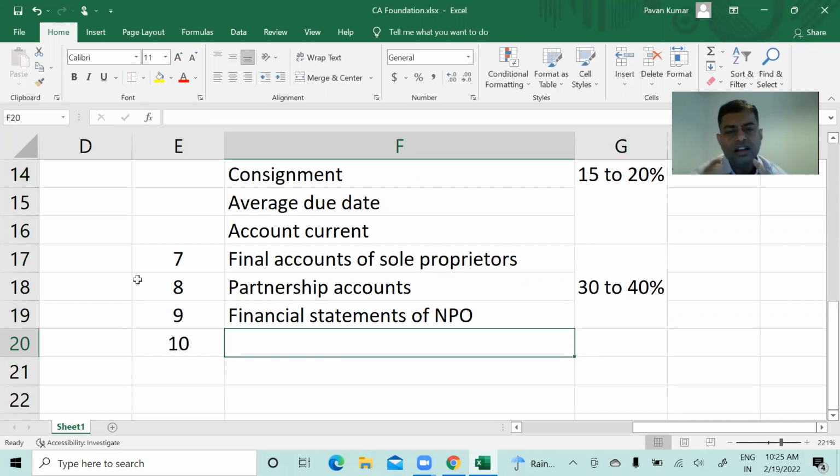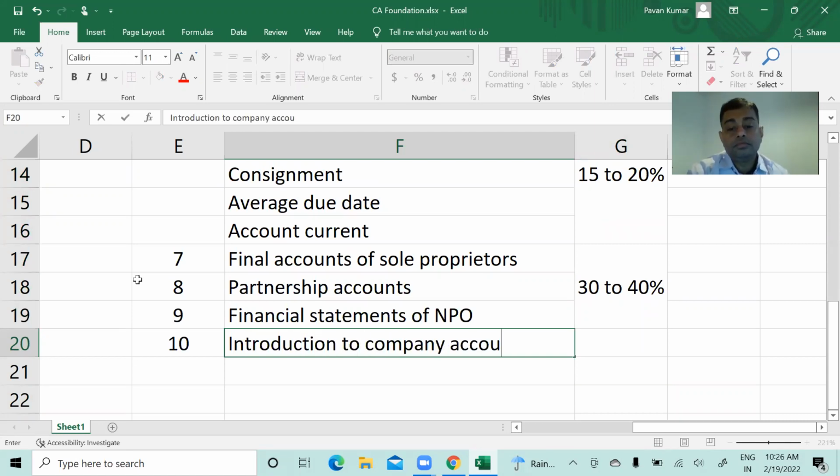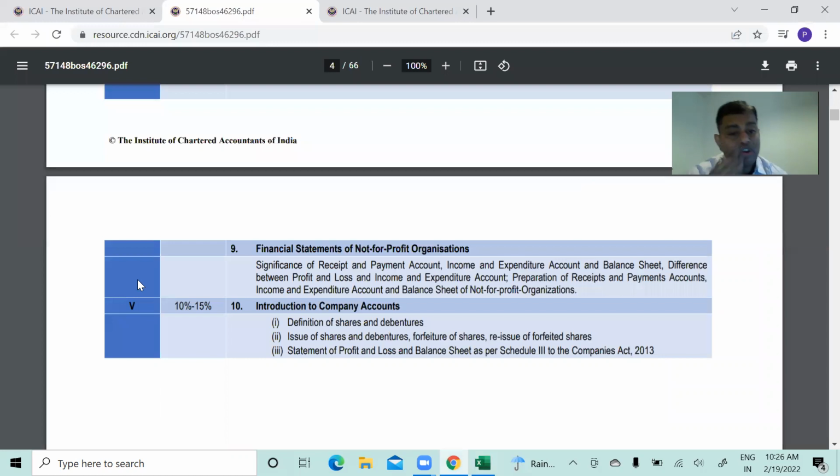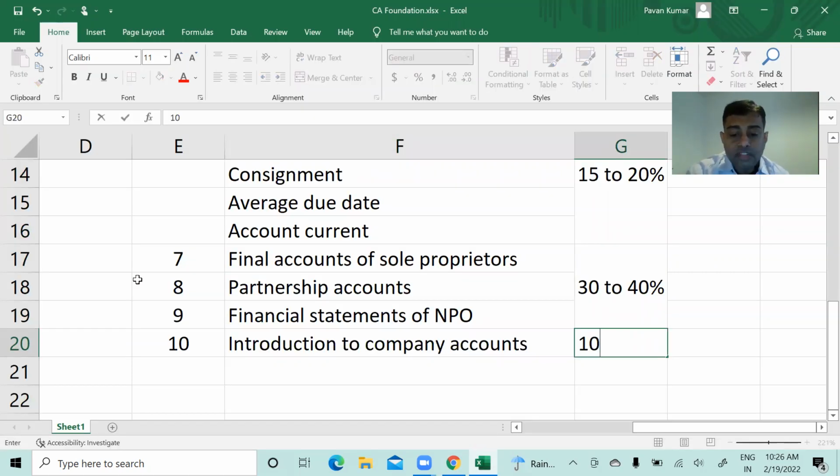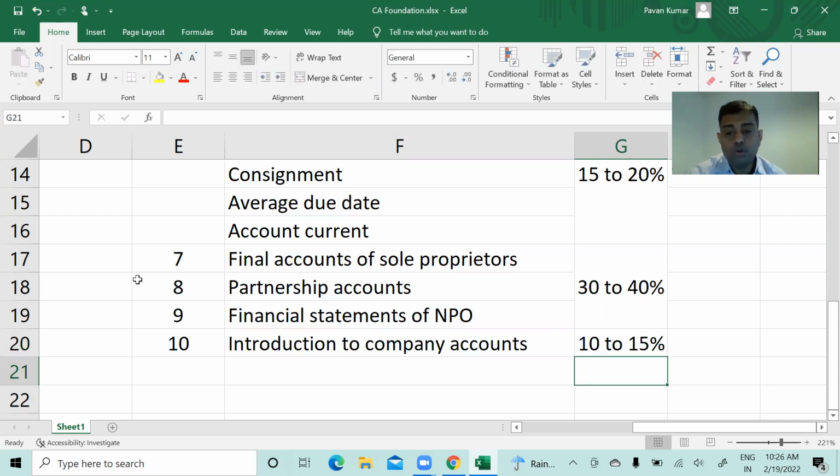Just basics will be there. You know, journal entries for issue of shares, journal entries for debentures, these kind of things will be there. Introduction to company accounts, 10 to 15. Okay, in my opinion, this is the most important area. I'll tell you why. Now you might say, but Pavan sir, the weightage is only 10 to 15.